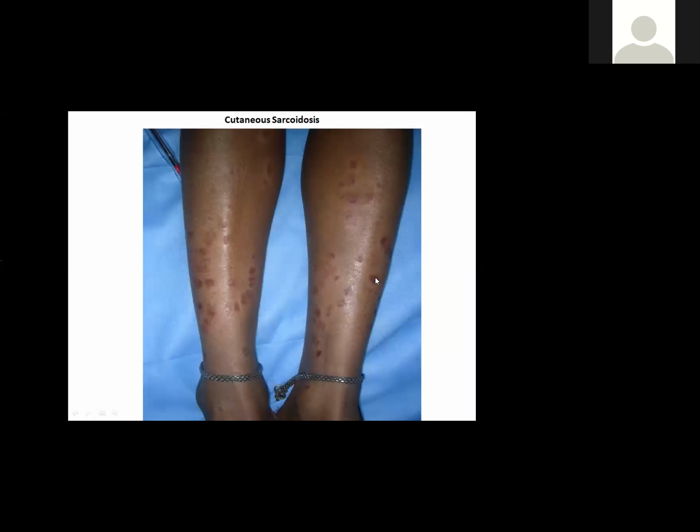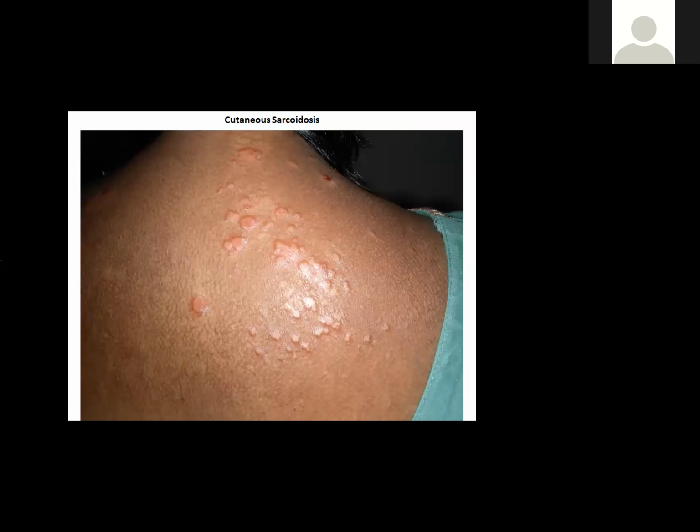These erythematous to slightly brownish plaques again on the legs with this characteristic halo around them, which is a very classic presentation of sarcoidosis. In fact, when one sees a halo around such plaques, one is sure that one is dealing with cutaneous sarcoidosis. And again, these plaques and papules on the nape of the neck and the upper back, a site which is very classic for cutaneous sarcoidosis. All these cases were associated with pulmonary sarcoidosis and they responded to anti-sarcoidal treatment.